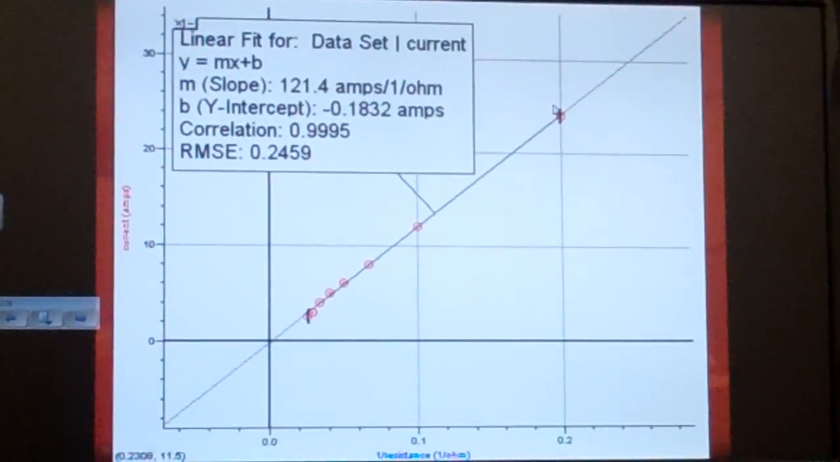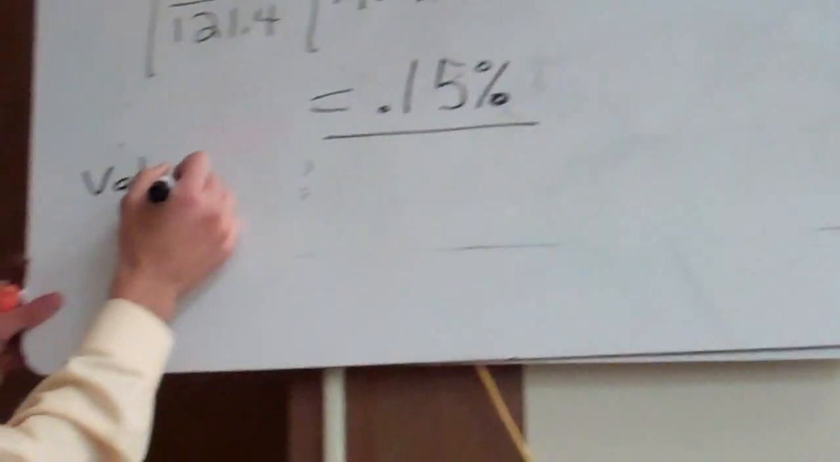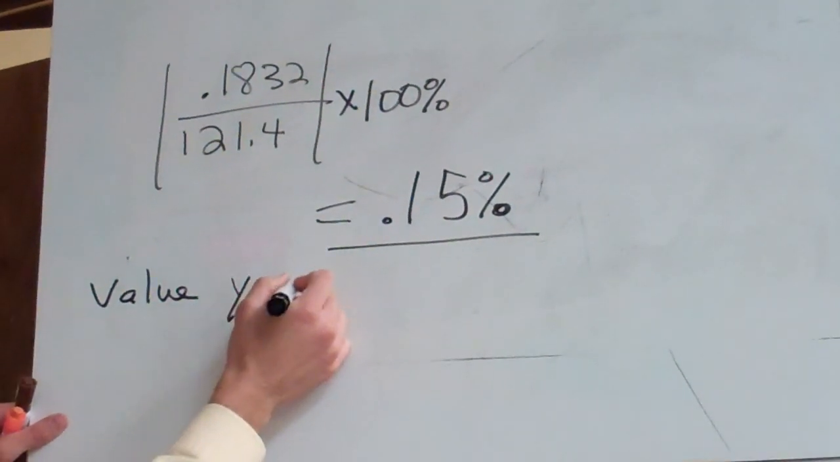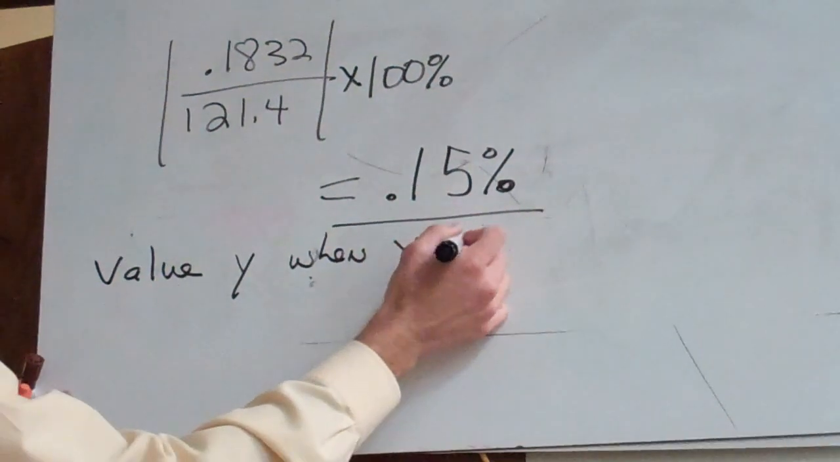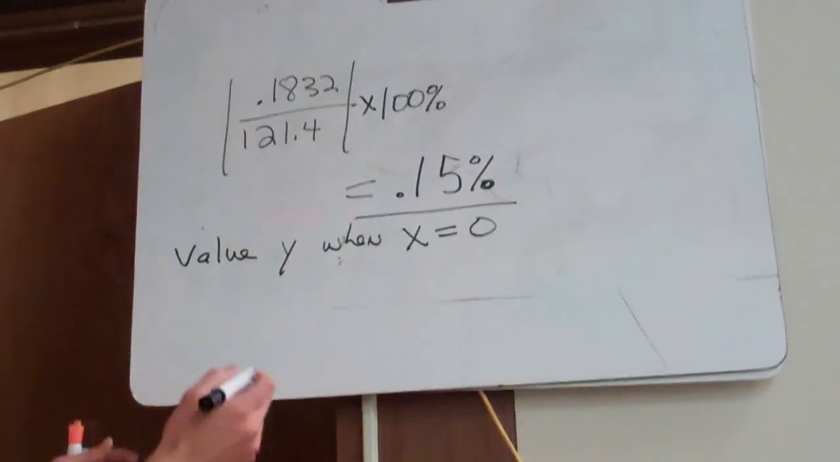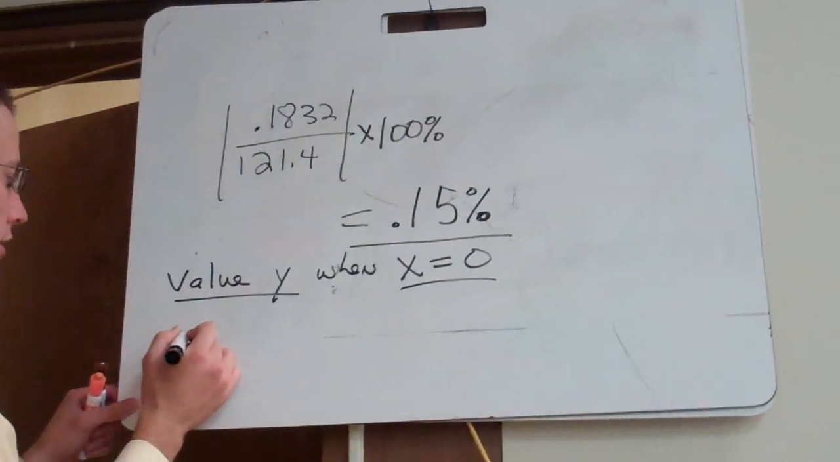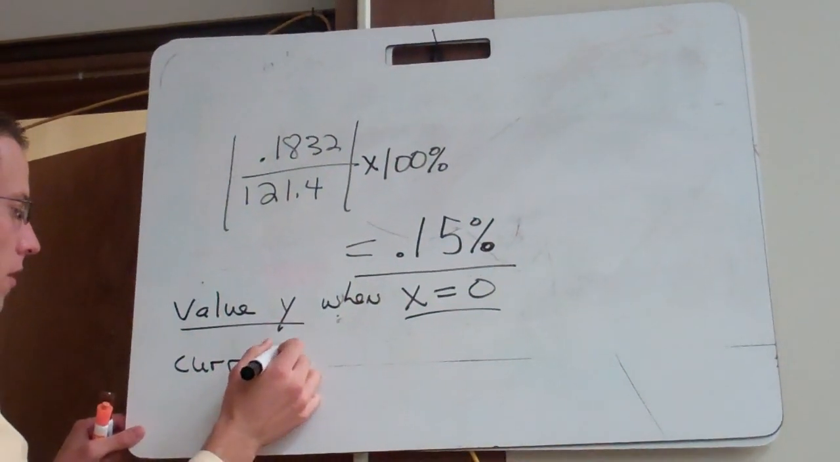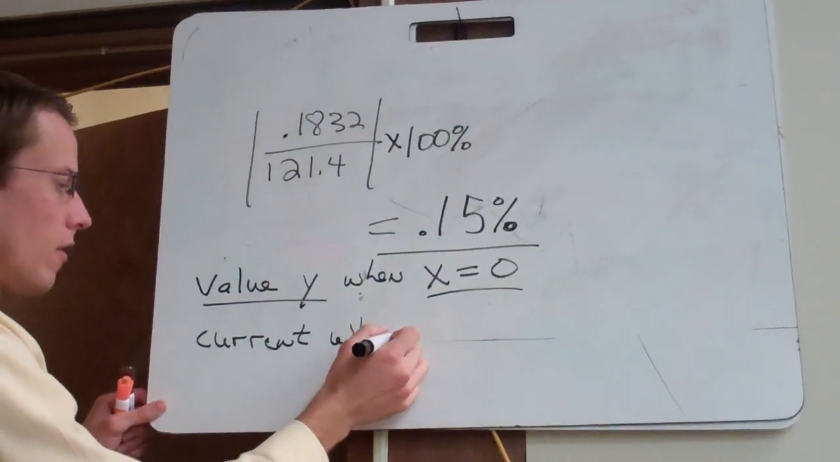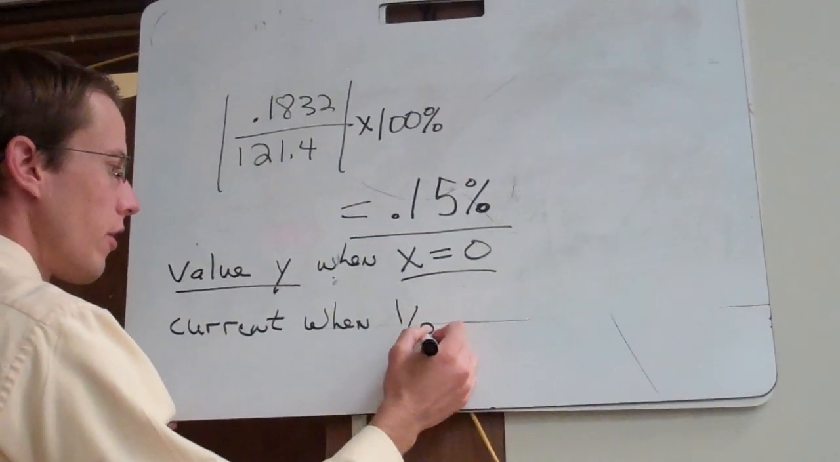All right, so let's look at that. Our mathematical definition is the value of y when x equals 0. And you'll remember this from the other lesson we did last Friday actually. So let's substitute that in. It's the value of current when 1 over resistance is equal to 0. So 1 over resistance.